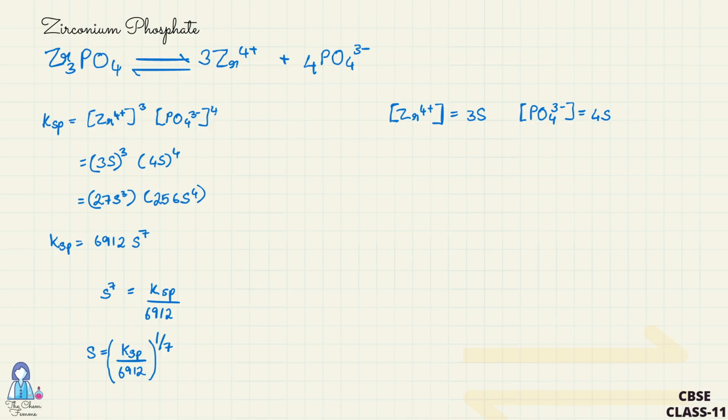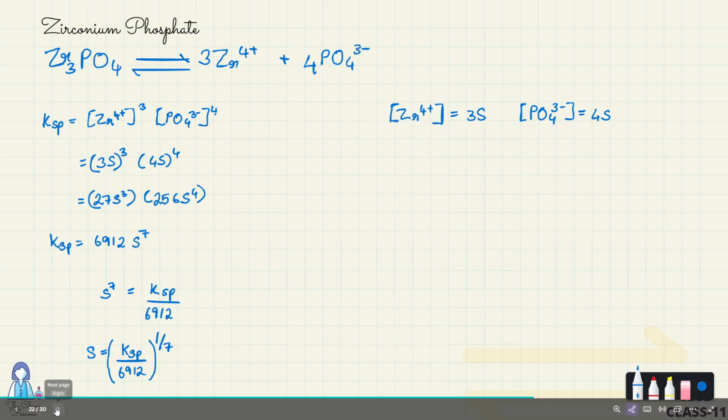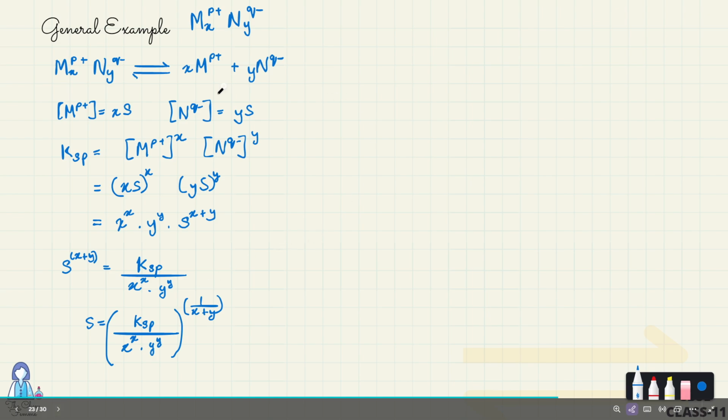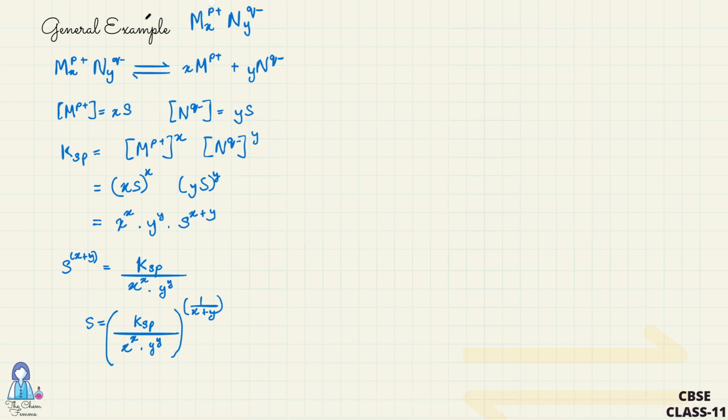Now you're probably wondering, okay, fine, I learned this. Is there an easier way for us to remember that? It might be easy, it might be hard, but when you have a general example like this, where you have MxNy, I know in your textbooks it had x twice, and I did not like that, so I changed it. And so this particular salt is giving us x M^p+ cation plus y N^q- anion.